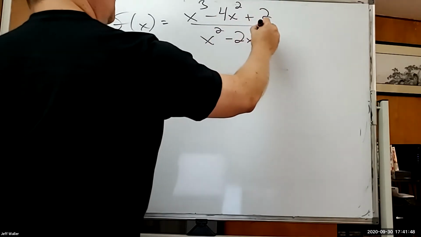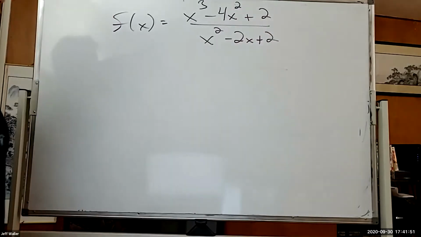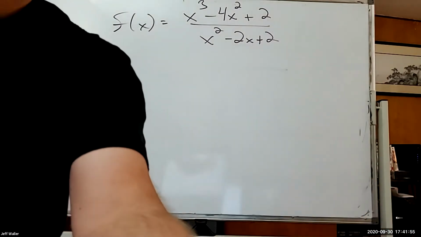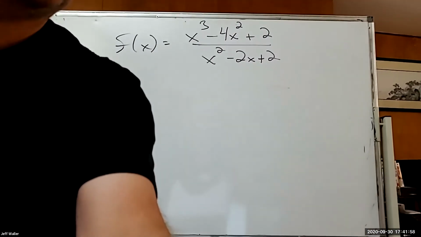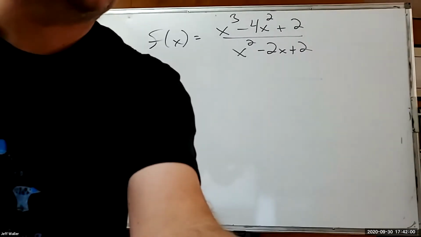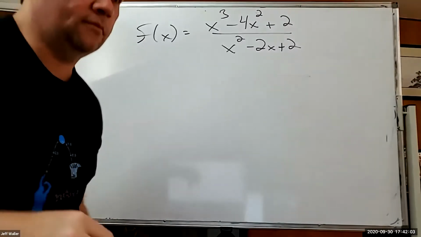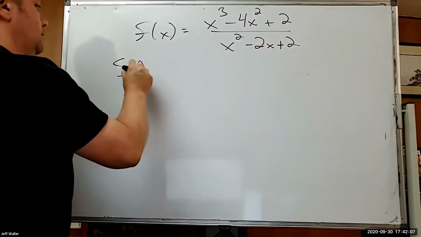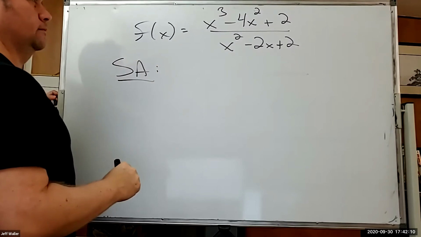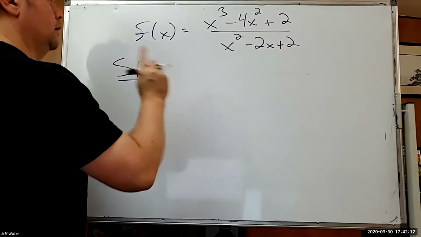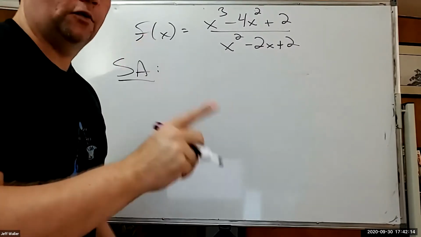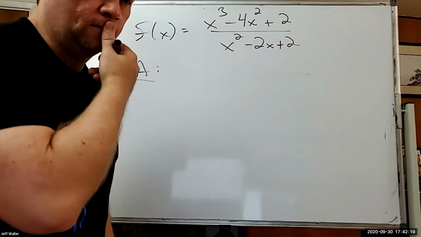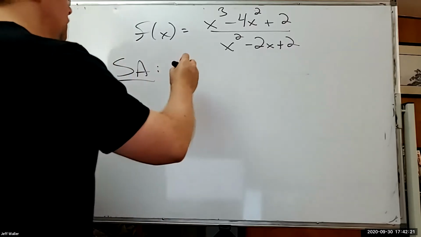All right. Will that have a slant asymptote? Yes. Okay. So how do I find it? You look at the degrees. That's what I do to see that there is one. How do I find what the slant asymptote is? By long division.